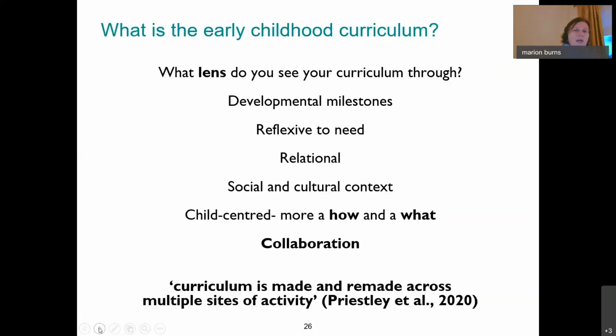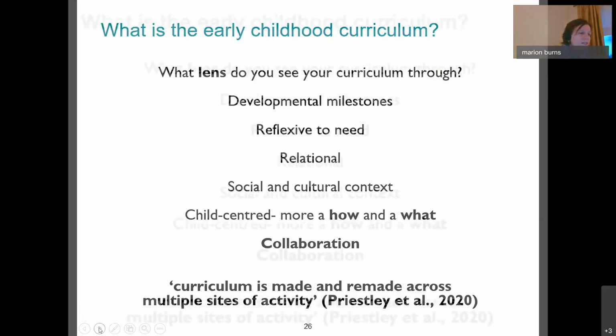On this slide, we ask the question again, what is the early childhood curriculum? We ask, what lens do you see your curriculum through? Do you see it through developmental milestones? Is it reflexive to need? Is it a relational curriculum? And does it reflect the social and cultural context of your setting? Is it child-centred? Is it more a how and a what? And in all of this, we're looking for a collaboration so that we have a curriculum that meets the needs of your children in your setting.